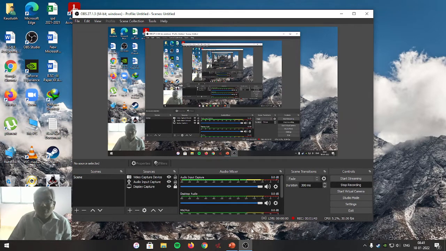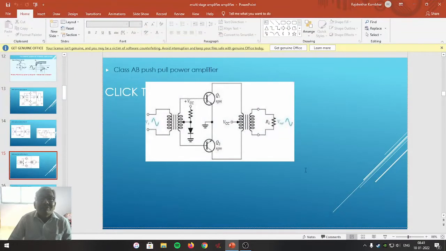To reduce that crossover distortion, a new push-pull power amplifier is designed, known as the class AB push-pull power amplifier. It is a push-pull power amplifier in which output current flows for more than the positive half cycle as well as more than the negative half cycle. Means in both half cycles collector current is available at the output, but it is available for less than the full positive and less than the full negative cycle.